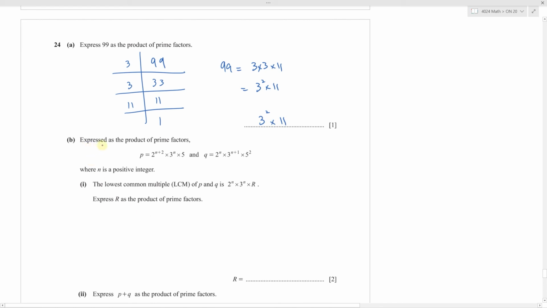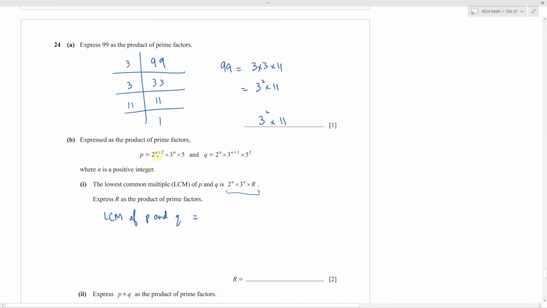Part B: express as the product of prime factors. P is given and Q is also given, where n is a positive integer. Part 1: the lowest common multiple, or LCM, of P and Q is this. Express R as the product of prime factors. So let's first calculate the LCM of P and Q.